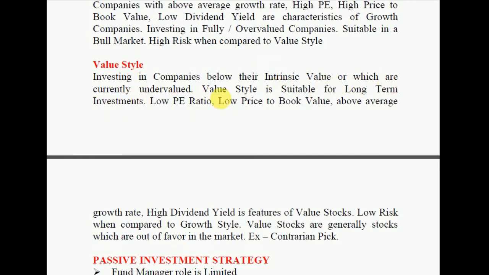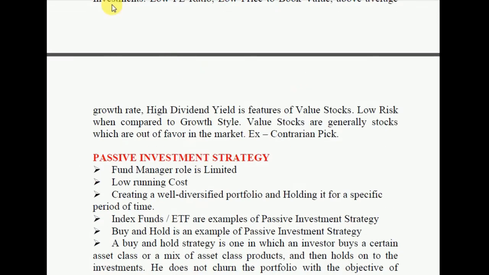Value style is suitable for long-term investments. Low PE ratio, low price to book value, above average growth rate, and high dividend yield are features of value stocks. Low risk when compared to growth style. Value stocks are generally stocks which are out of favor in the market. Example: contrarian pick.